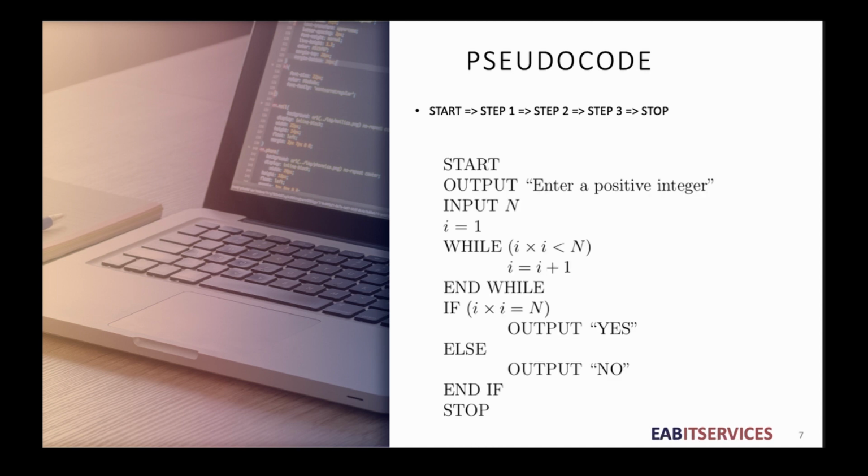For instance, you have a pseudocode like this: start, output, enter a positive integer, input n, assign 1 to I, or I is equal to 1, while I times I is less than n, the number you inputted, what you have to do is increase it by 1 by doing I is equal to I plus 1. And then you check the condition again until this condition becomes false. So then you move on to the next statement. If I times I equals n, the number you inputted, your output is yes, else your output is no, and then you end if. That is, you are ending the if statement that you opened, then you stop. That is a simple pseudocode.